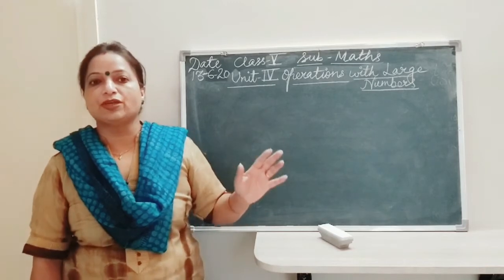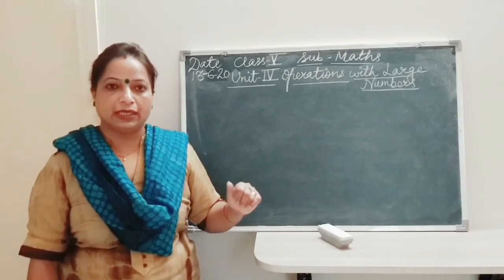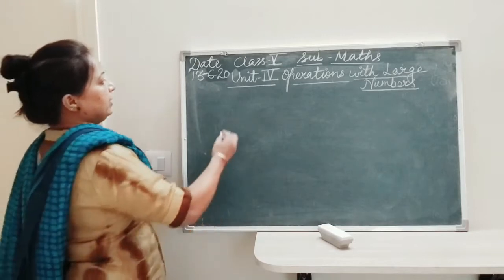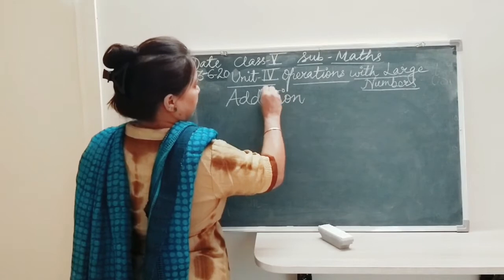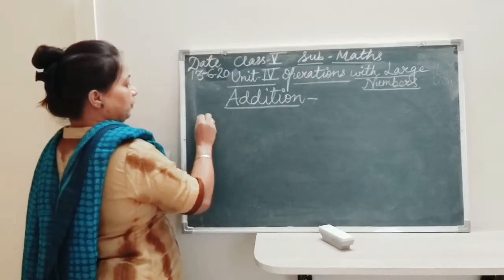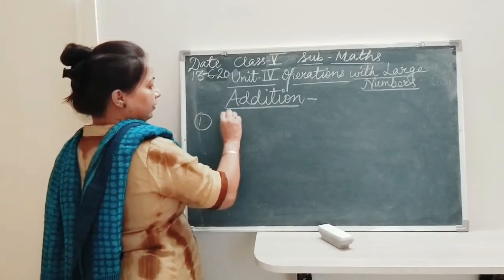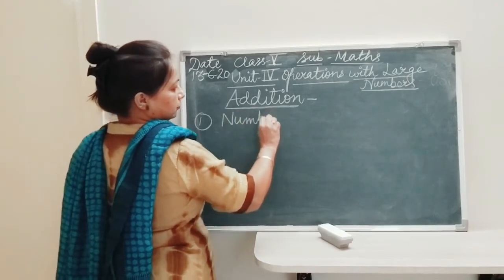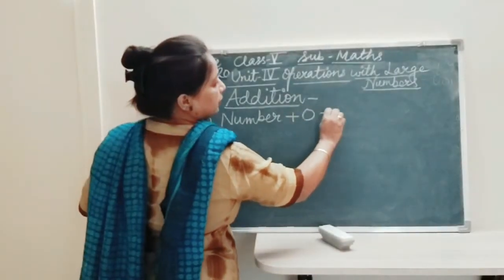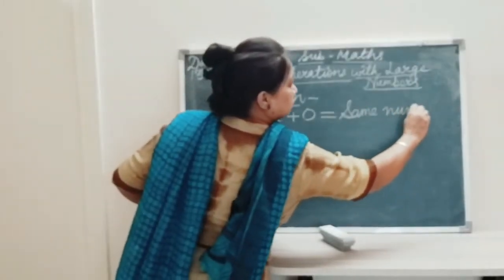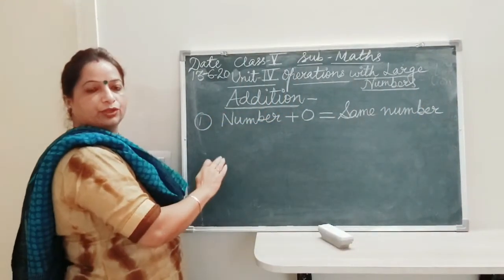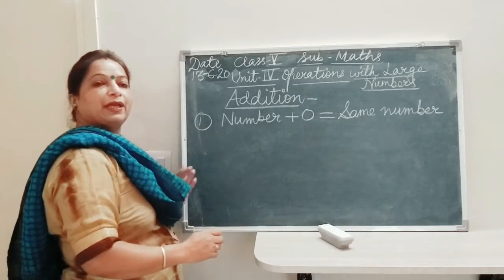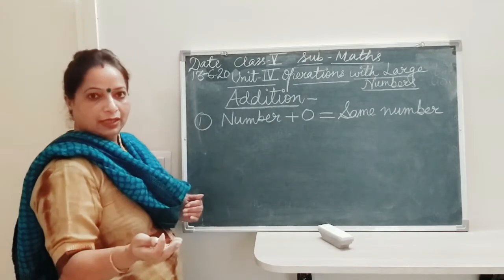There are some properties of addition that I will tell you right now. What is the first property of addition? The first property of addition is if you add 0 to a number, you get the same number. If you add 0 to any number, you will get the same number. This applies to small numbers as well as large numbers.